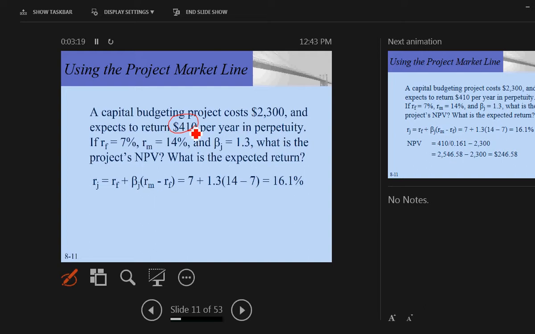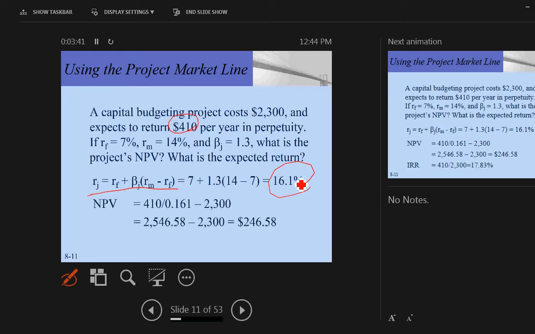Okay, so let's start with the net present value. To determine the net present value, we must first come up with some discount rate, which in this case is going to be the cost of capital, and for that we're going to use the CAPM, right? Just plug in numbers there, and then 16.1% is going to be our cost of capital for this particular project. Okay, so going forward, we have to determine the present value of future cash flows and then subtract the cost of acquiring this investment, which is $2,300.